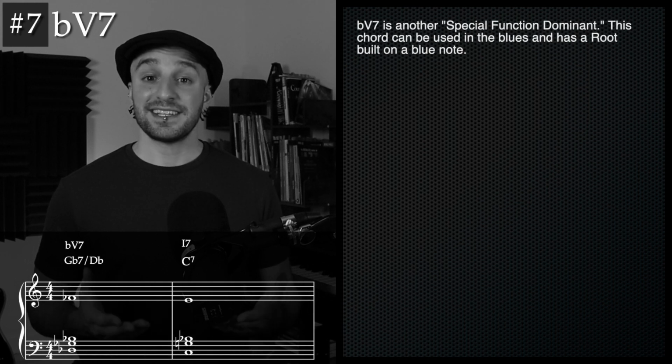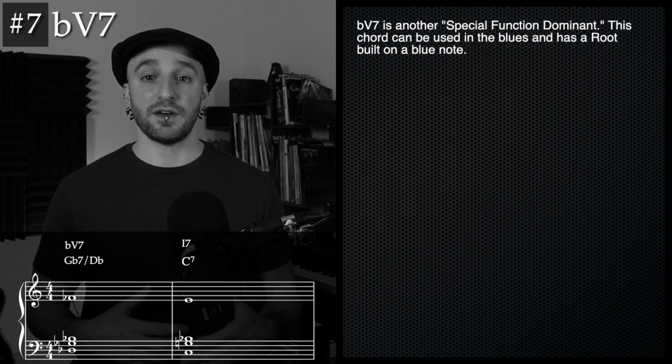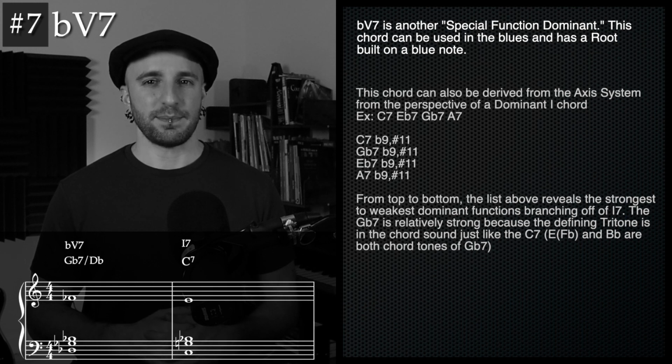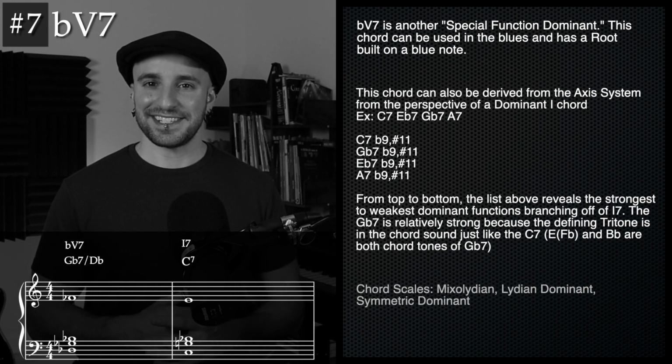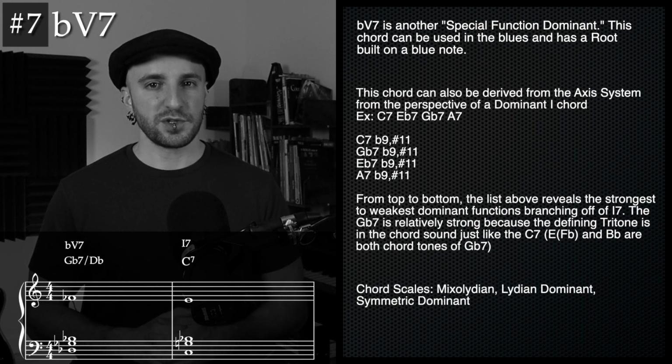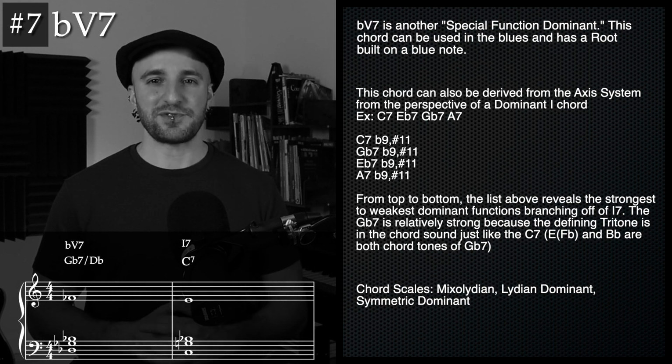Number 7 is flat 5 dominant 7. This one's also a little bit more obscure, but it acts as a special function dominant in the context of a blues as it has a root built on a blue note. You could also use the axis system from the perspective of a dominant 1 chord and unify the chords with the symmetric dominant scale.